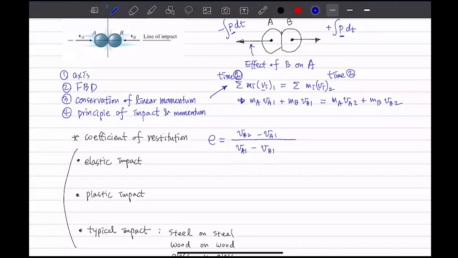Okay, so this is the ratio between the two relative velocities. The top one is the relative velocity of separation, and this is the relative velocity of approach.